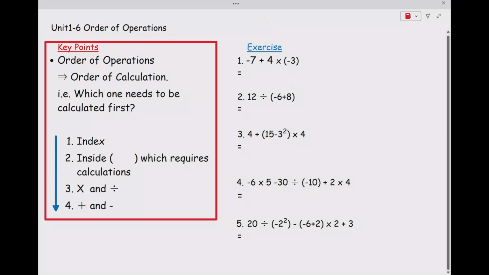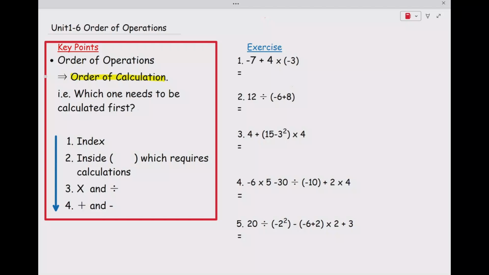Today's theme is order of operations. This is also called arithmetic operations. What is order of operations? To simply put, order of operations is the order of calculation. If multiplications, divisions, additions, subtractions, and/or indices are mixed in an equation, there is a specific order to perform calculations. This is very important because if you do the calculations in a different order, you will get the wrong answer.